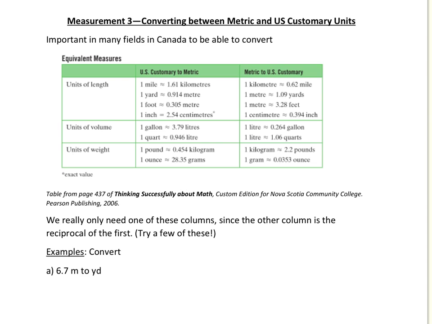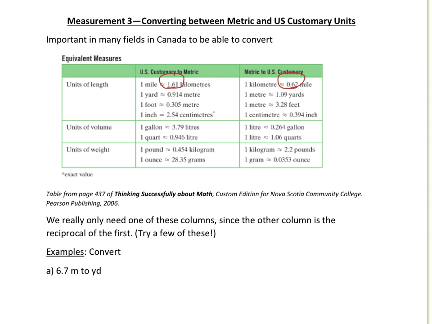This table is taken from your textbook, and what's interesting about the table is that we really only need one of the two columns of measurement conversions, because really the second column is the reciprocal of the first. And on your calculator you could try that. For instance, if you looked at the conversion between miles and kilometers, and you just did 1 divided by 1.61 on your calculator, you'll end up with 0.62, the reciprocal of that.